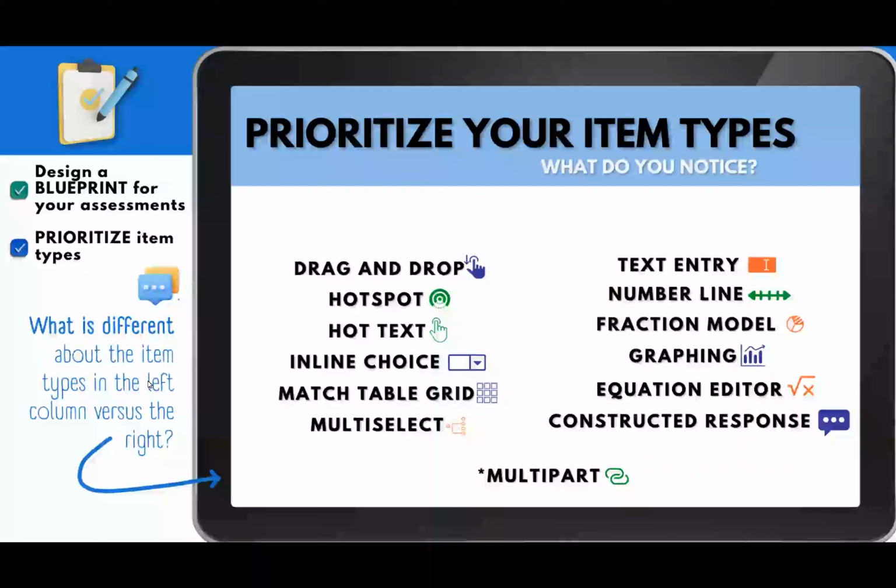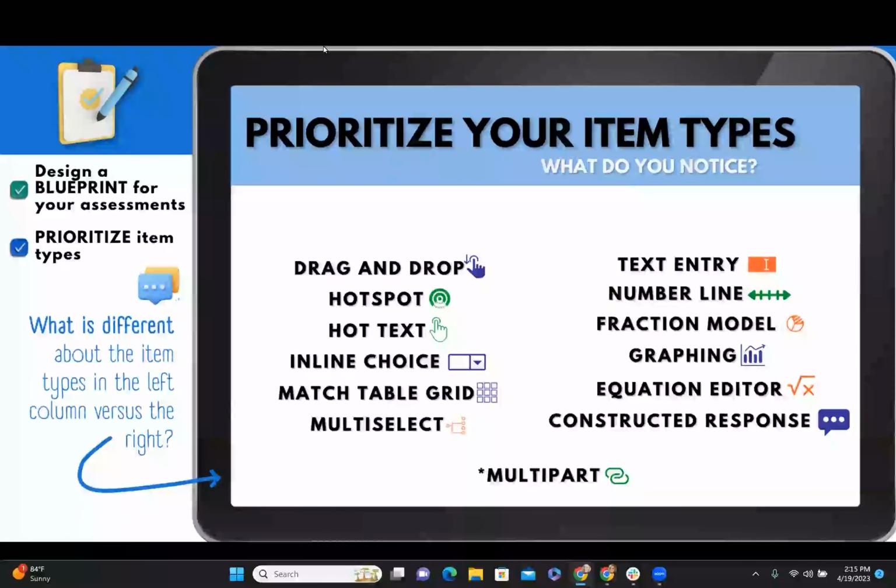So take a minute and share your thoughts in the chat. I've got the question up there. What is different about the item type in the left column versus the right? Think about what the students have to do. And feel free, once you have some ideas, to share what you're thinking in the chat.